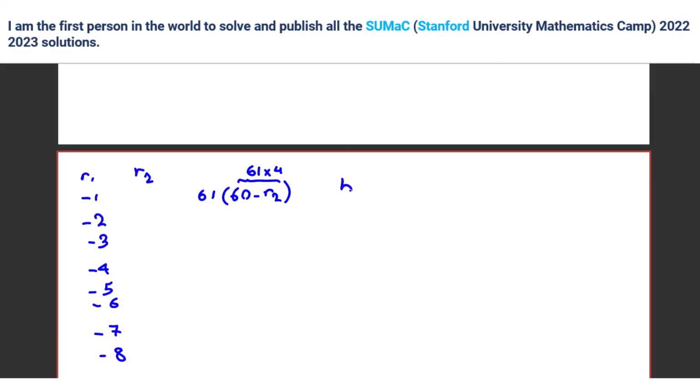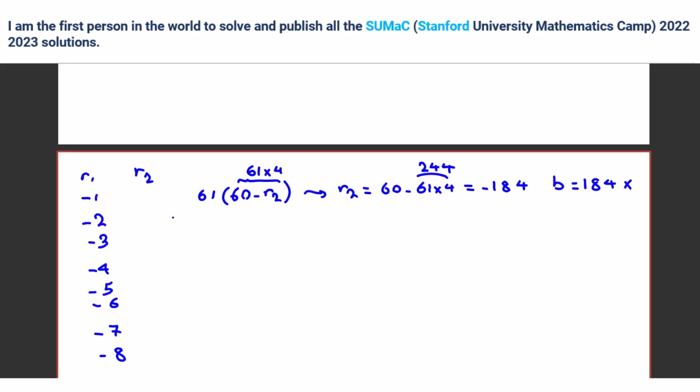So in this case, R2 is 60 minus 61 times 4, right? So it's 244, right? So then it's what? Minus 180, right? Negative 184. Yep. Okay, so the product B is 184, which is not good, right?